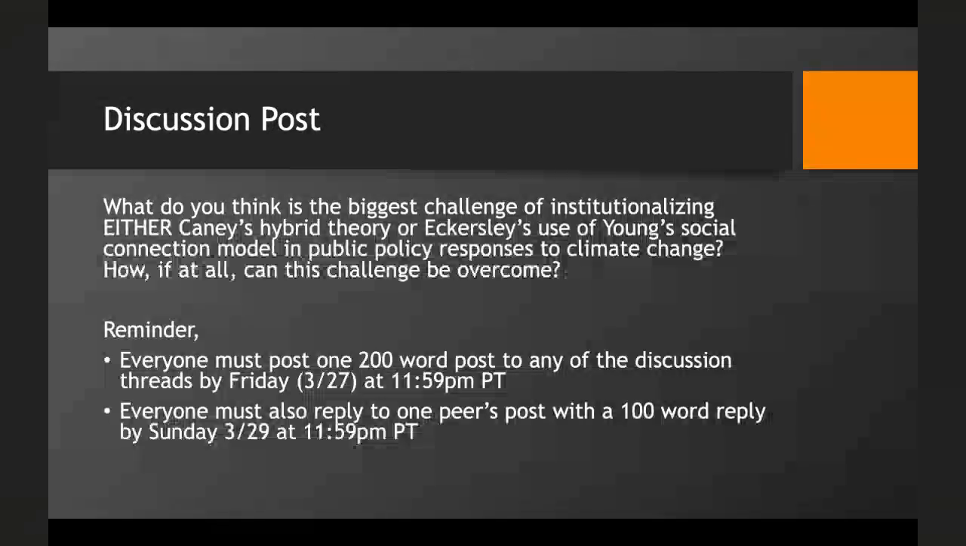So today's question is, what do you think is the biggest challenge of institutionalizing either Caney's hybrid theory or Eckersley's use of Young's social connection model in public policy responses to climate change? How, if at all, can this challenge be overcome? So what would be the biggest challenge to actually implementing one of these theories in public policy?